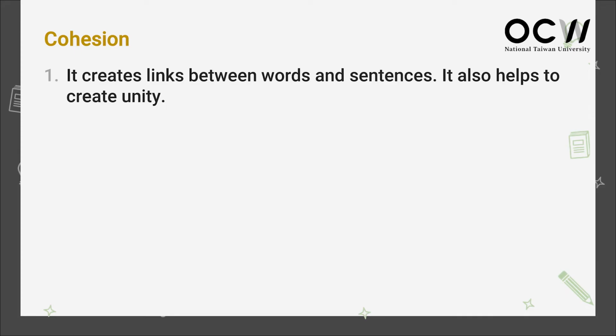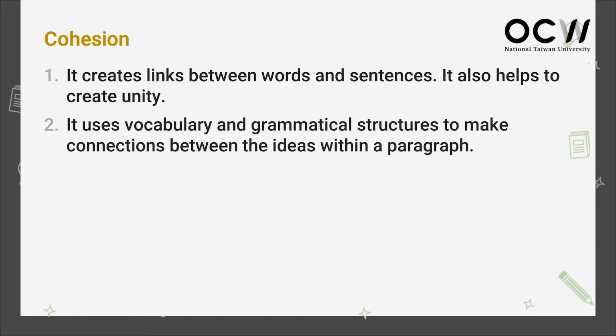Now that we're done explaining what coherence is, let's move on to cohesion. Cohesion basically links two different words or sentences and creates unity. How we can establish cohesion is through the use of different grammatical structures to connect words, sentences, and phrases in a paragraph. Cohesion can also help us achieve coherence.